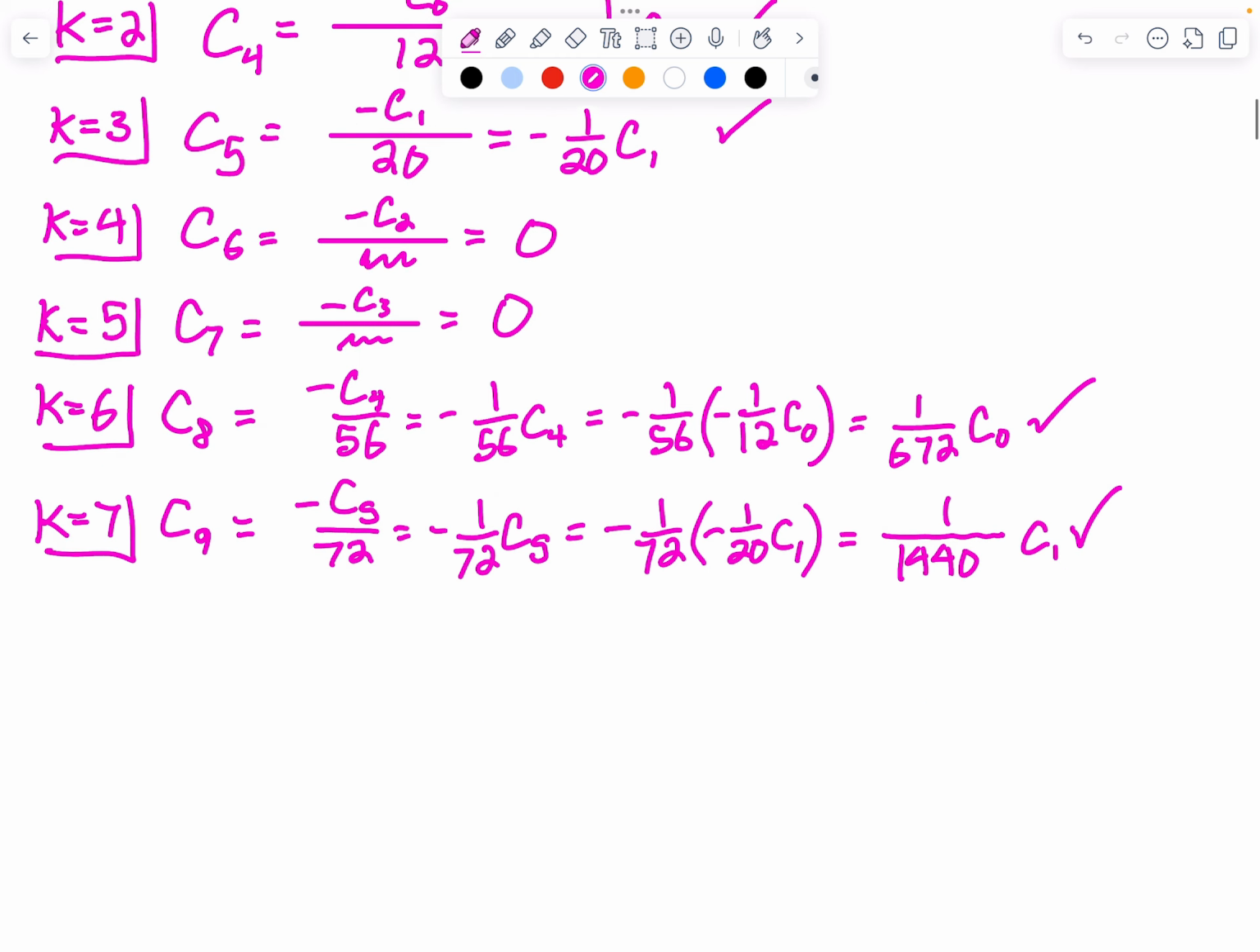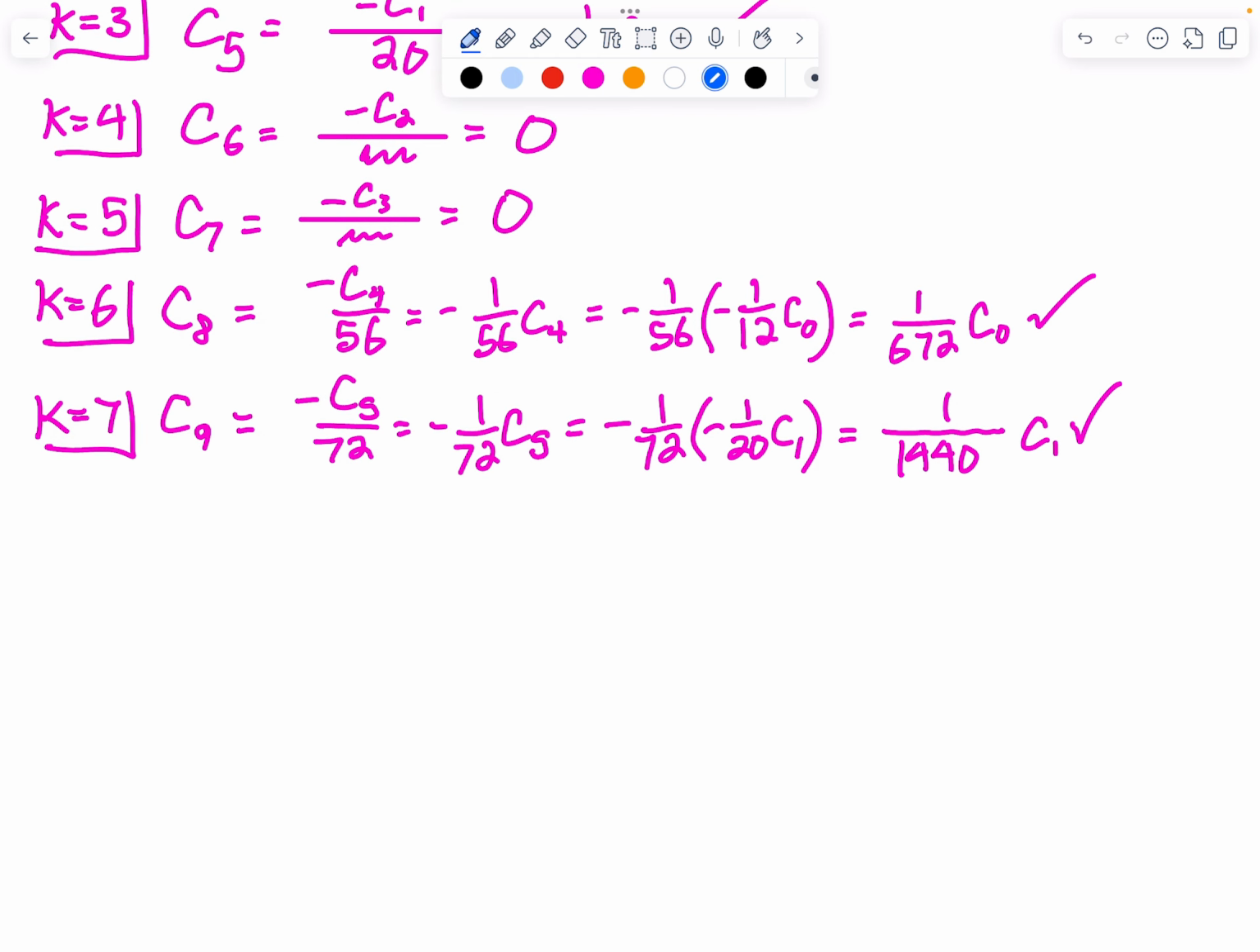I think this was plenty. I went too far in my notes. Okay, so this is how we finish up the problem.